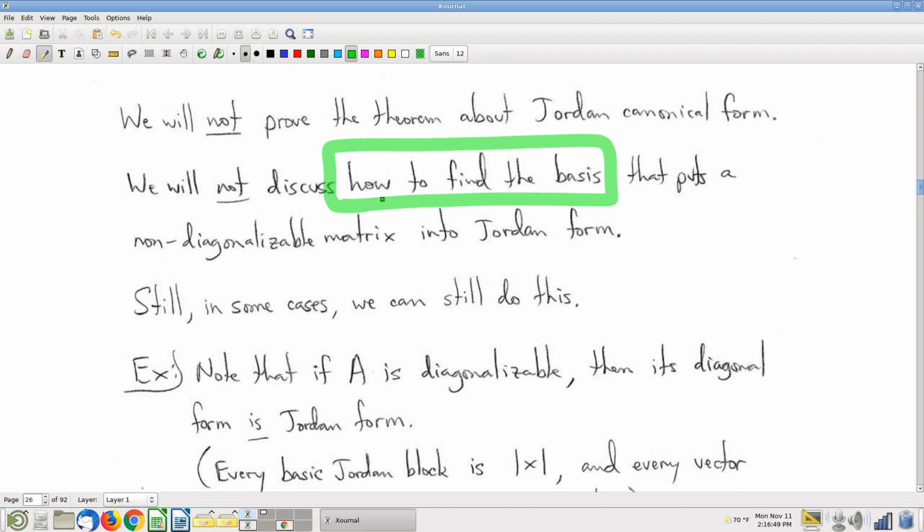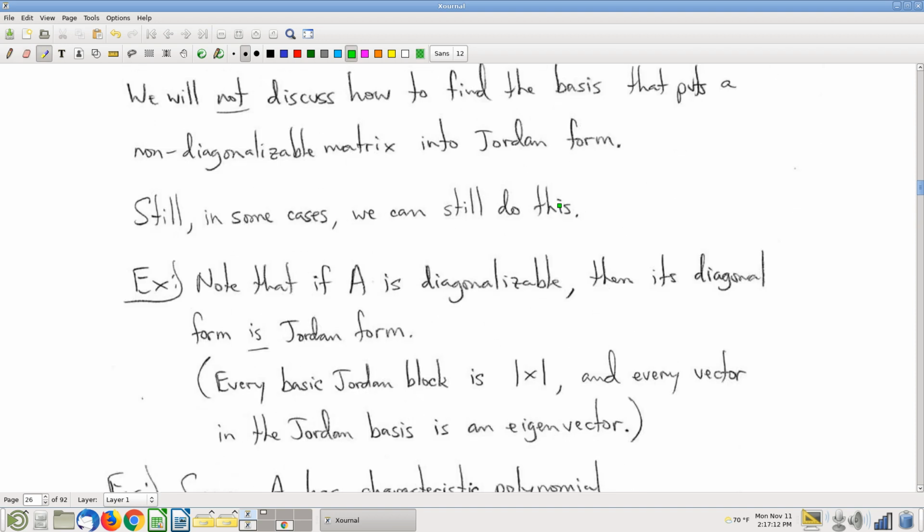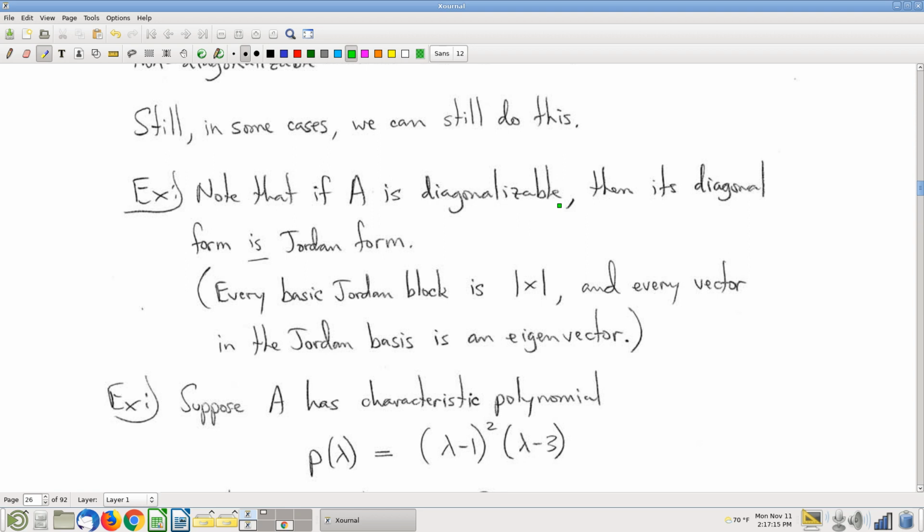Now, a diagonalizing basis is easy. Eigenvectors. We know how to find eigenvectors. We've got a little mechanism for that. It's very plug and chug. Y'all can do it just fine. If a matrix is diagonalizable, find all the eigenvectors. That's your diagonalizing basis. Jordan basis, not so simple. So, sadly, that's unfortunate.